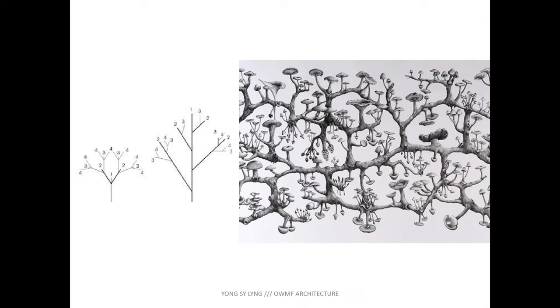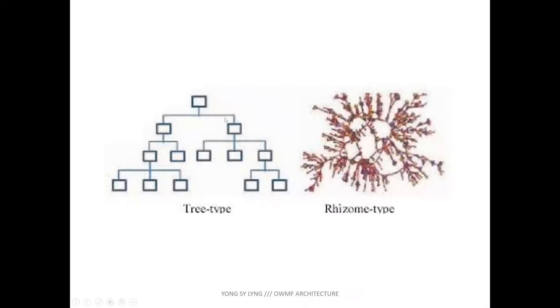And then another diagram, right? So these you can commonly see in the organization charts of companies, where there's a boss, and then so on. This tree-type hierarchical organization is in every aspect of our society. And Deleuze is talking about this rhizome type, right?